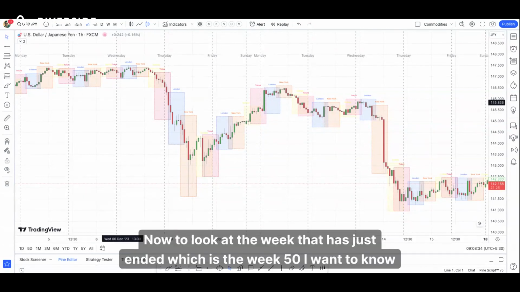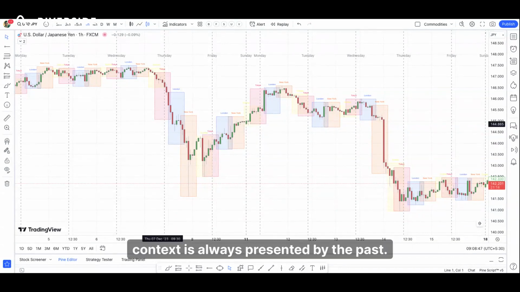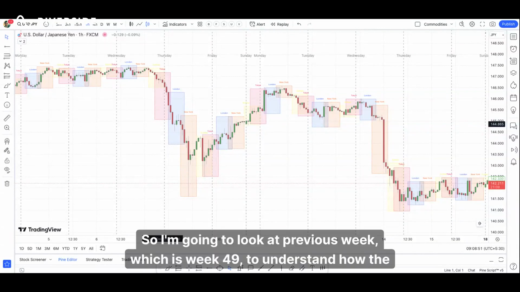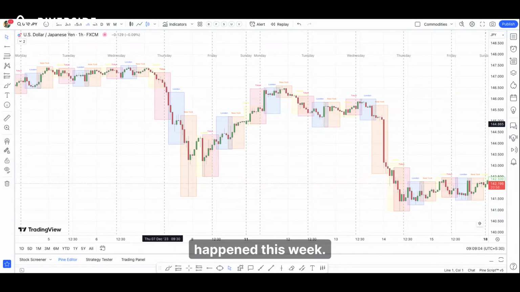Now, to look at the week that has just ended, which is week 50, I want to know in what context the price has moved like that. The context is always presented by the past. So I'm going to look at the previous week, week 49, to understand how the price behaved before I even start analyzing and making sense of what happened this week.